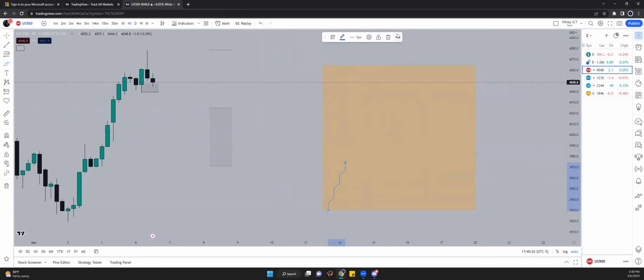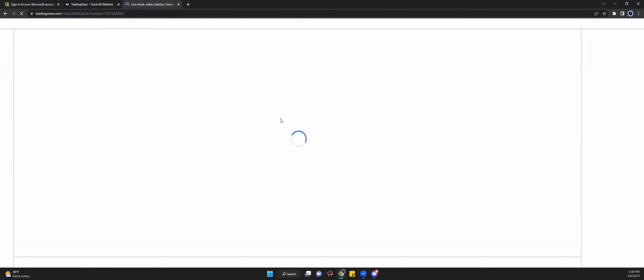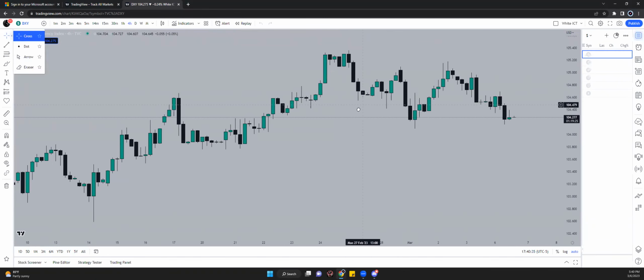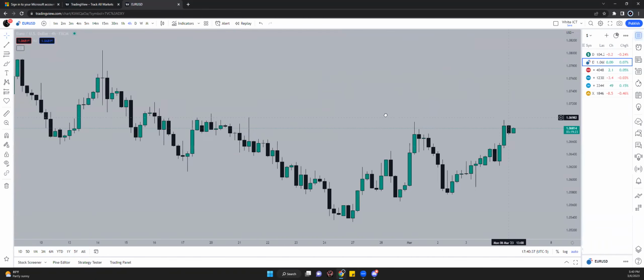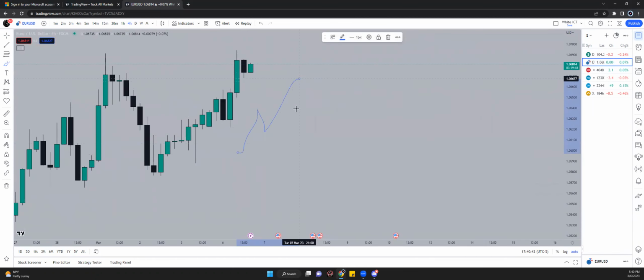So that big impulse, let me actually refresh this because it looks like it's messed up with the drawing. So let's refresh this real quick, and I'll show you guys what I'm talking about here. So let's go back to EURUSD. Let's go back to what we were drawing here. Is it fixed? That's fixed now.